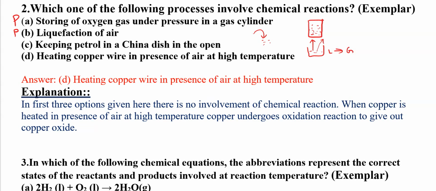Heating of copper wire in the presence of air. Oh, this is the one. Copper, when you burn it with oxygen, forms copper oxide, a black colored copper oxide. So this clearly says that copper converted to copper oxide, which means this is a chemical change. So the answer is this one. I hope it's clear to you. Let's go to the next question.